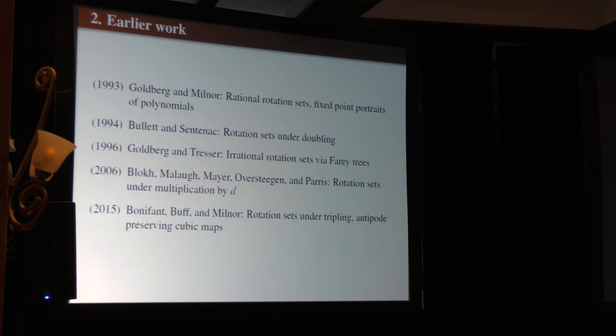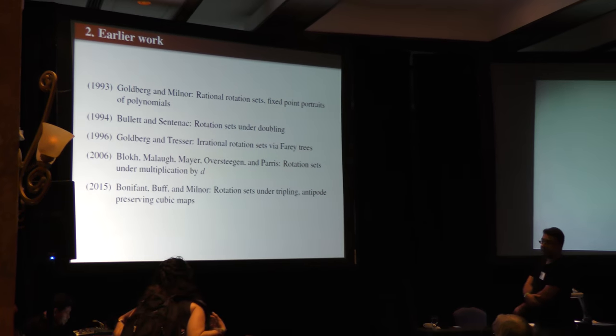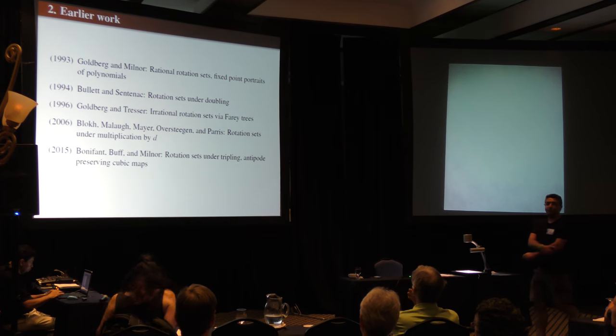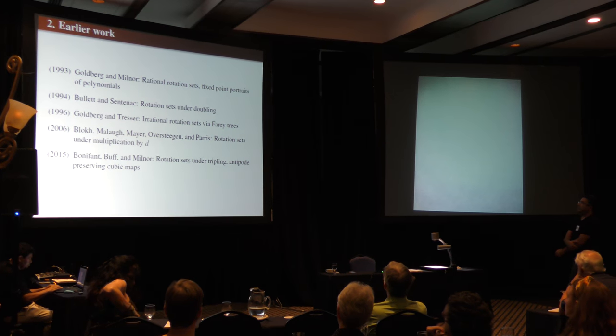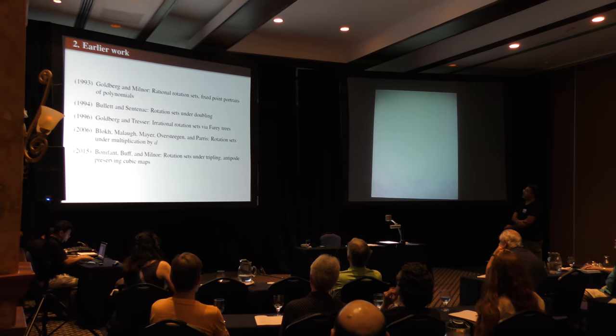So this is a list of some earlier work in this area. It's not a very long list, and I apologize if I'm missing something here. As a matter of fact, I wasn't aware of a couple of these papers until very recently. Of course, we're all familiar with the original work of Goldberg and Milnor in the early 90s, who characterized rational rotation sets under multiplication by d map and used it in their theory of fixed point portraits of polynomials. So that was a seminal work that led to a lot of work in the subsequent decade.